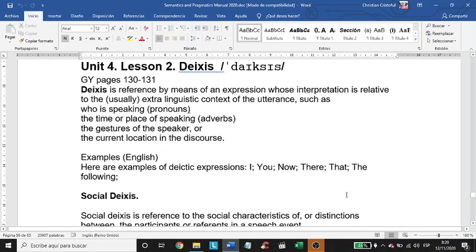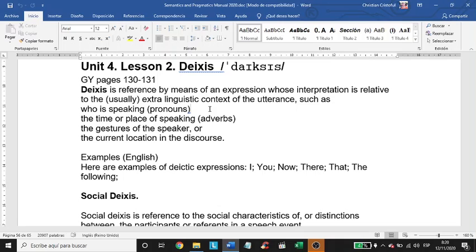Lesson 2, Deixis. This is an important one and I want to explain this one. Notice the pronunciation. Please do not say "Deixis." It's "Deixis," as it is written phonemically here. Okay? What is it? It's an expression whose interpretation is relative to the context. So the meaning of a word changes according to the context.